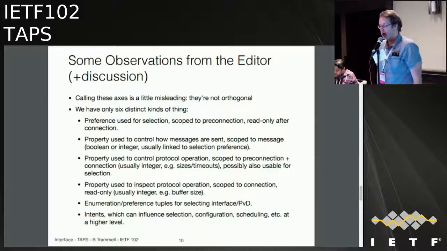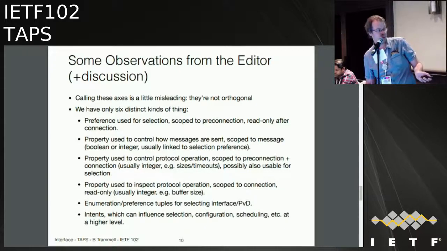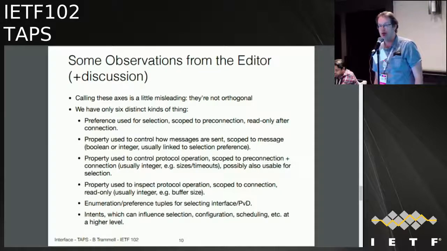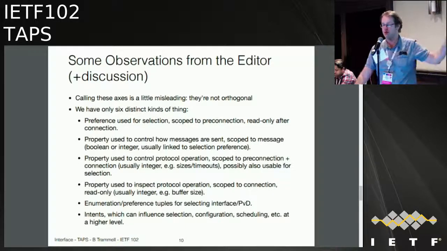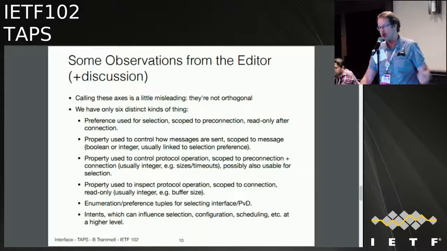Then you have properties to inspect protocol operations. These are all those read-only things at the end. You have the special snowflake, how you figure out that you're going to bind something to a set of interfaces and/or provisioning domains. We went back and forth on this one for a while. I think we actually got this one in before London. This is the least bad way we could come up with it that fits into the way that we did things. These are special enough that we might want to treat them entirely differently in the API.